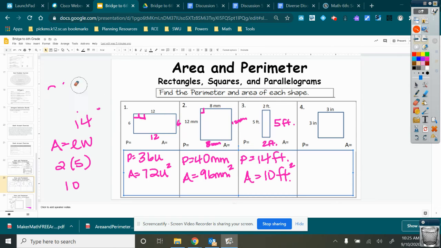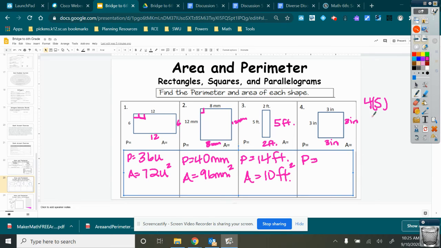So for this problem, you can pause and work it out and then start the video back when you're ready, because I'm going to work it out now. Each side is 3 here. That means all the sides are 3. And we know that our units are inches. So for perimeter, we can do side times 4, because there's 4 of the same number, which in this case is going to be 4 times 3, which is 12 inches.